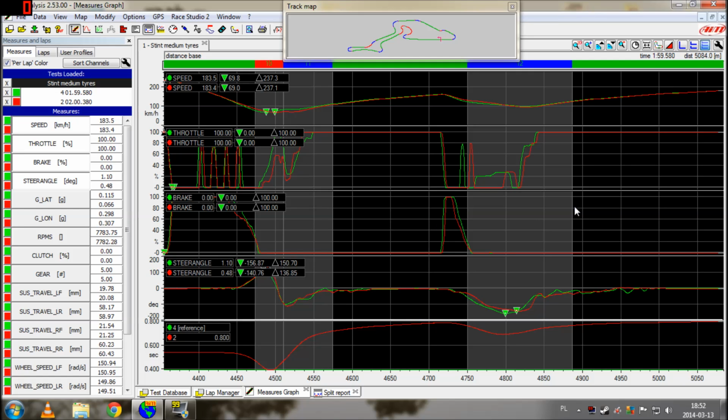If you want to compare yourself to another driver, then of course you compare his fastest lap and your fastest lap. And if you are slower, then you want to know where you lose the time. And this kind of comparison is very, very useful.